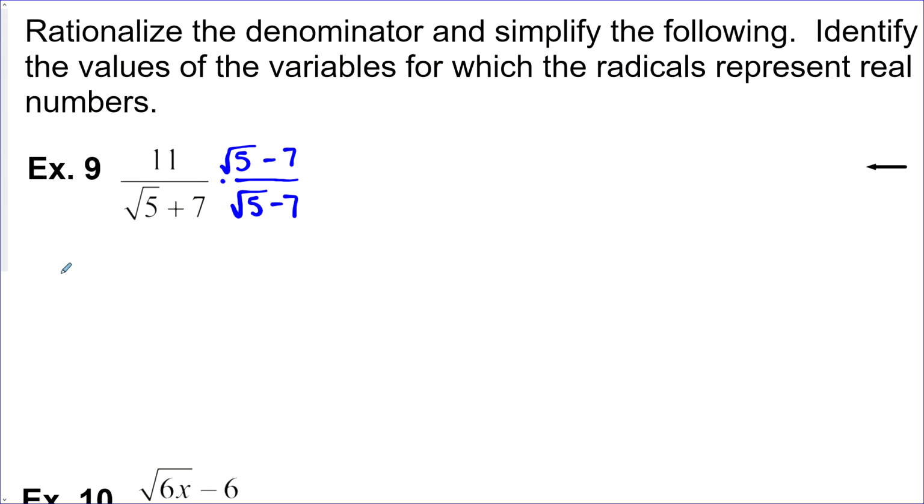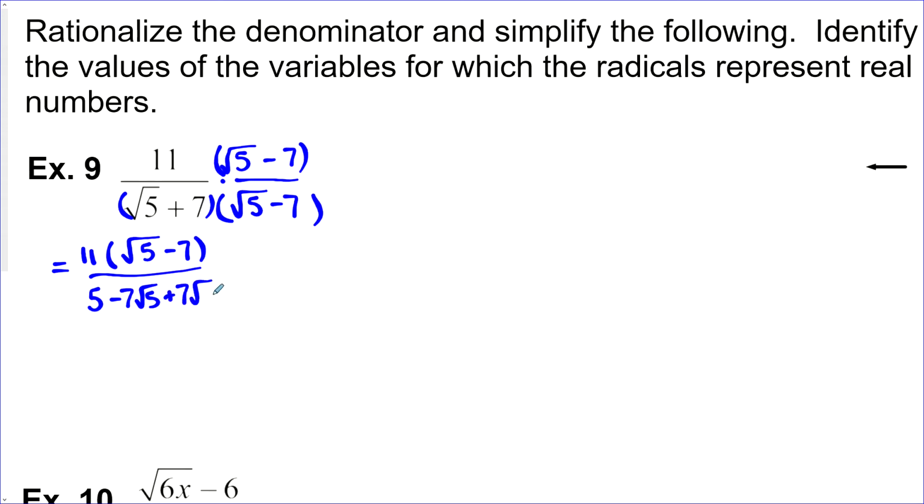When we do it this way, in the numerator we can leave it apart. We don't need to combine it. In the denominator, it's like this. Okay. We got root 5 times root 5, it's 5. We got root 5 times negative 7, so negative 7 root 5. 7 times root 5, and 7 times negative 7. And now these two radicals cancel. And so we've rationalized our denominator.